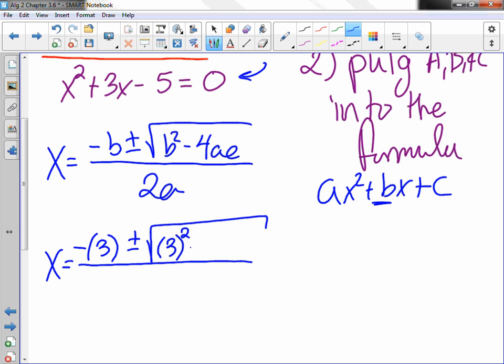So it would be 3 squared minus 4. Our next term is a. What would be the value of a for this here? It's 1, there's not a number in front of x squared, because that's where a is. If there's not a number there, it is 1. And then the last thing on the top of this fraction is c, which is negative 5, all over 2 times a, which is 1.